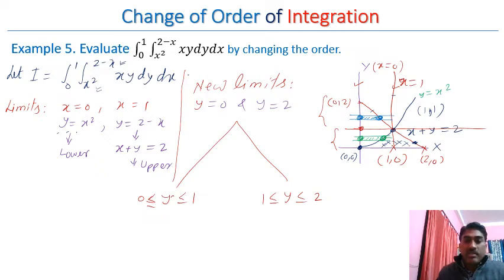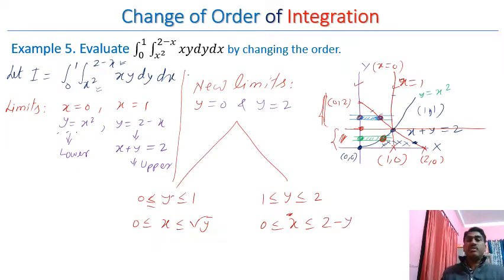Then for the first region, y is from 0 to 1. So x starts from 0 and ends at the parabola. So x is equal to root y. Mark that x is equal to plus minus square root y, and the minus square root will lie in the second quadrant, so that is not of our interest. And in this portion, y is from 1 to 2, then x starts from 0 and ends at this line. The equation of this line is x plus y is equal to 2, so x is 2 minus y.